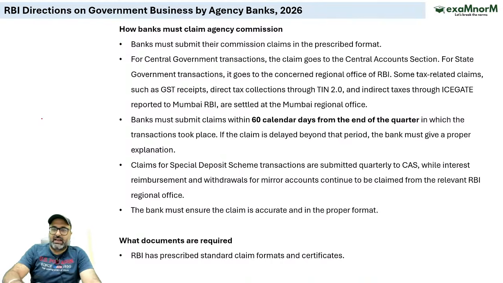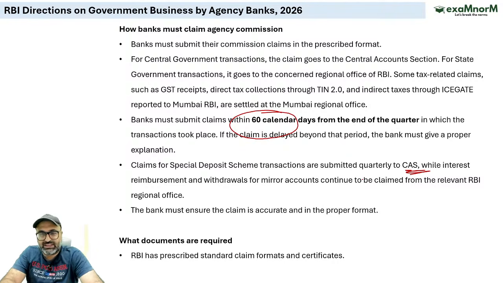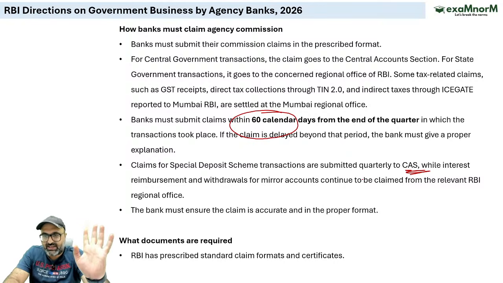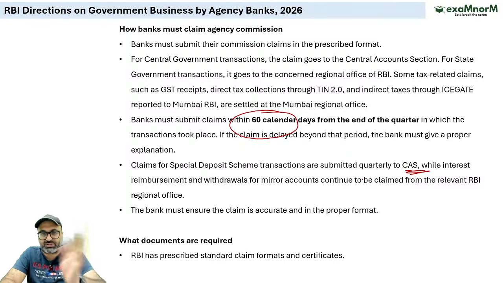ठीक है. Last but not the least is bank must submit the claims within 60 calendar days from the end of the quarter. बस ये point important है. Claims for the special deposit scheme transactions are submitted quarterly to the CAS. That is, what is CAS? Central Account Section. It should be submitted quarterly to the Central Account Section within 60 calendar days from the end of the quarter. Bank should submit the claims.